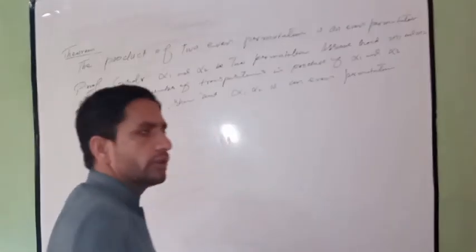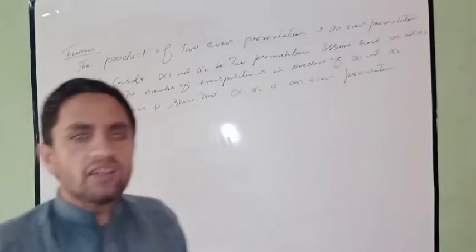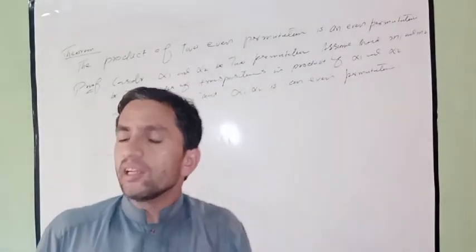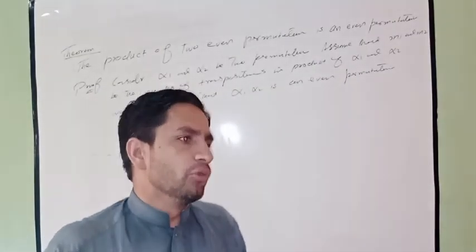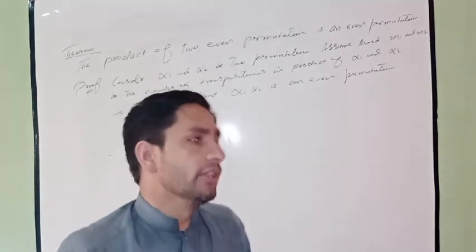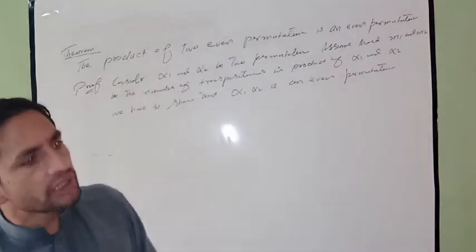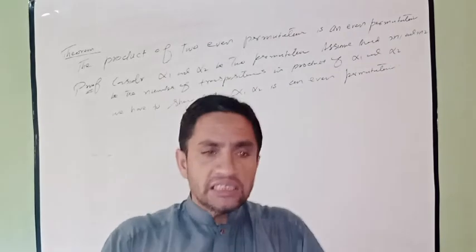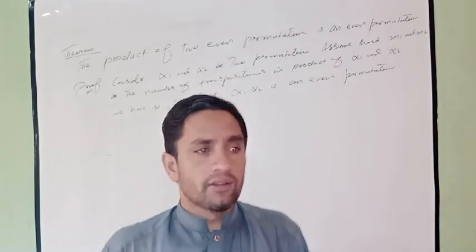But our aim is to show that the product of these two permutations, alpha 1 and alpha 2, is an even permutation. And for this we must be sure that a permutation is said to be even if there is an even number of transpositions in the product.